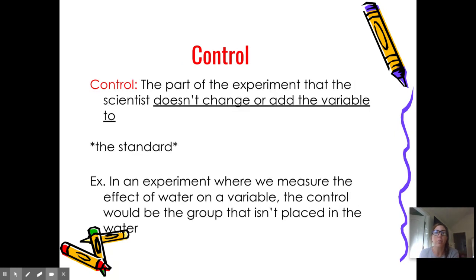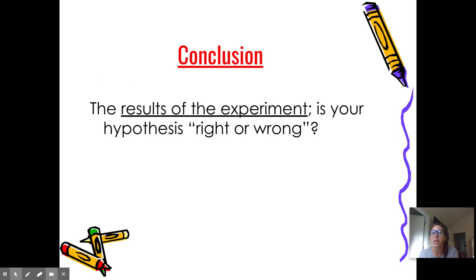That's just another example. The control is the part of the experiment that the scientist doesn't change or add the variable to. It's often called the standard to which all other results are compared. So keep your eye on both definitions. In an experiment where we measure the effect of water on a variable, the control would be the group that isn't placed in the water. Sometimes a control can also be like a placebo, if you've heard that word before.